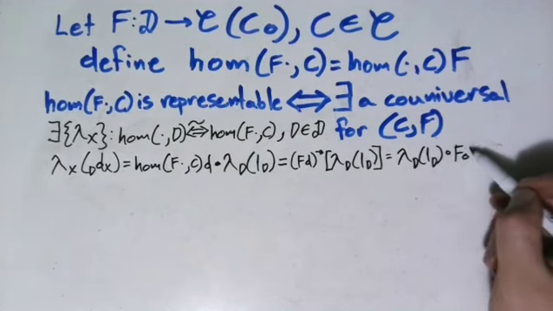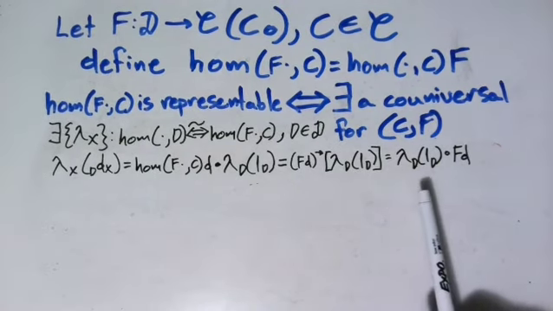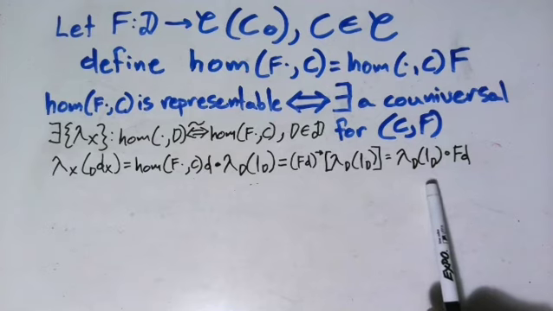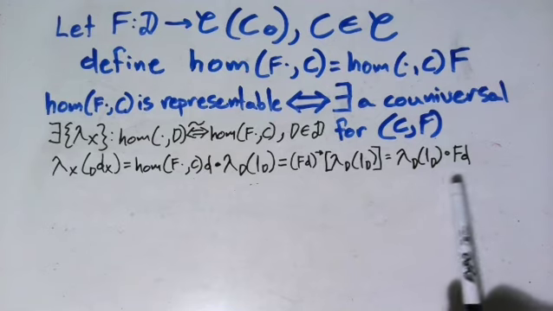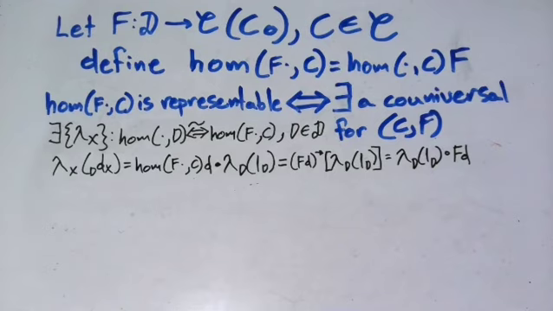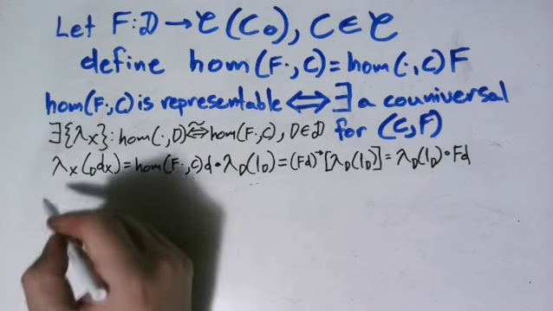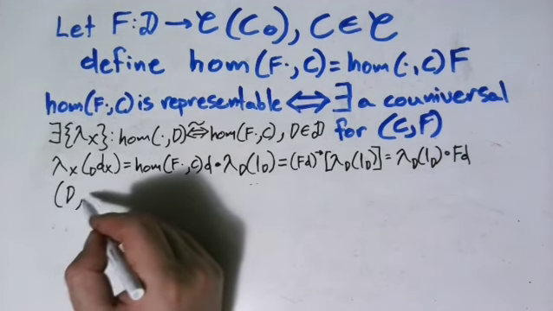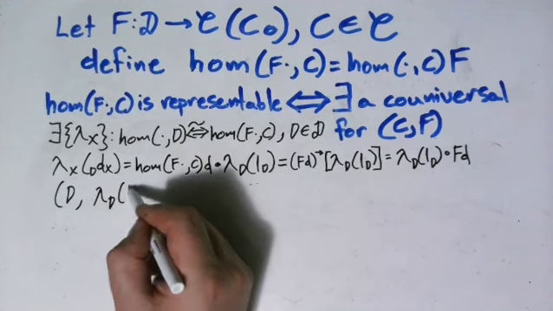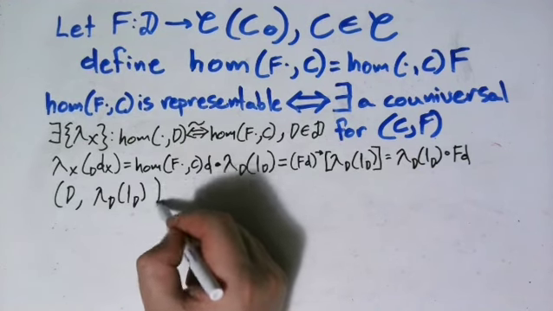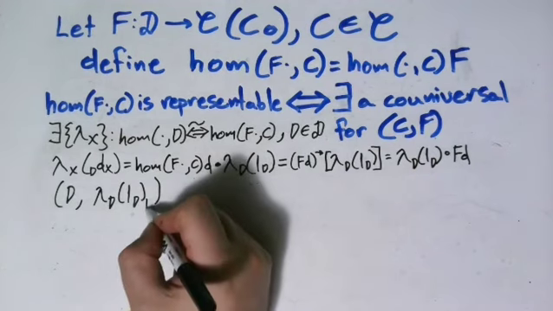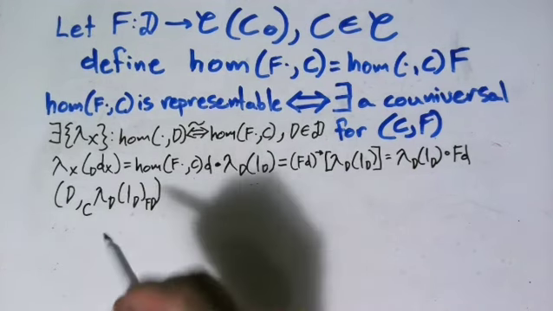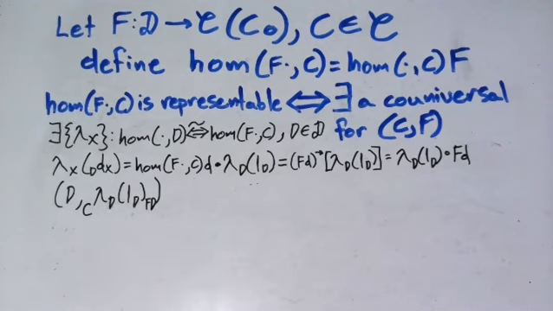Well, notice here that if lambda d 1d were to take the place of u in our co-universal equation, this would look a lot like the right-hand side of our co-universal equation. So let's try taking the pair d, lambda d 1d, which goes from F of d into c. It follows the component d in the natural transformation. And let's see if we can show that this is actually a couniversal for CF.